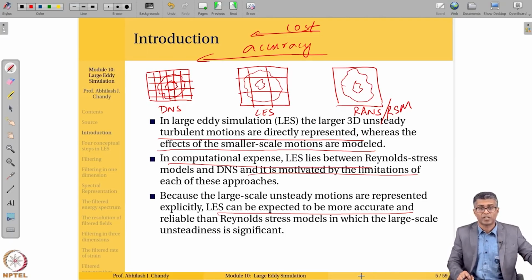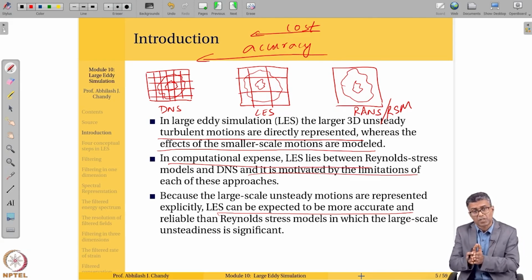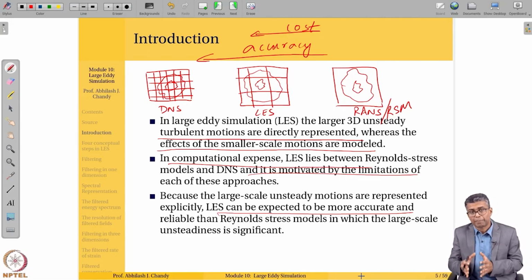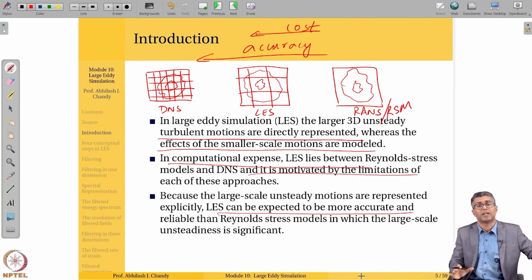So the unsteadiness of turbulence is captured to a certain extent. Why do I say a certain extent? Because only the large scales are captured. And considering that we have discussed this multiple times, 80% of the energy is contained within the large scales. So if you're capturing that energy, you are probably capturing most of the unsteadiness associated with it, because most of the unsteadiness is probably associated with the large scales. Most of them, not all of them.